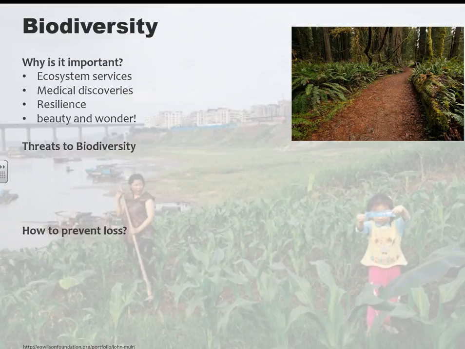I mean, aspirin was discovered sometime in the early to mid 20th century, and it comes from a moss that grows on a tree. So there are all kinds of medical discoveries that we continue to make that we derive from organisms, and just by definition, the more organisms we have out there, the more possibility for these medical discoveries. So resilience is a really important one.